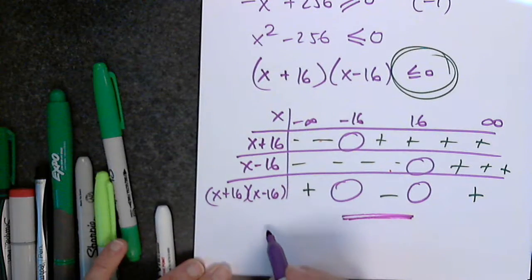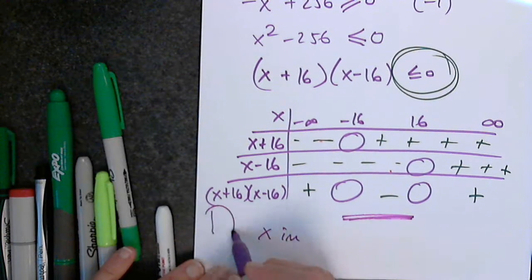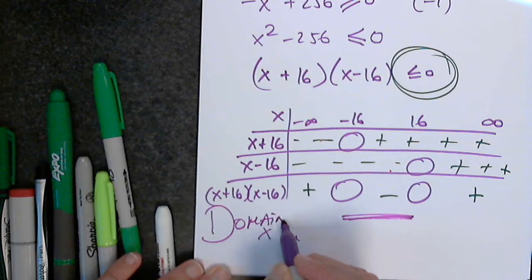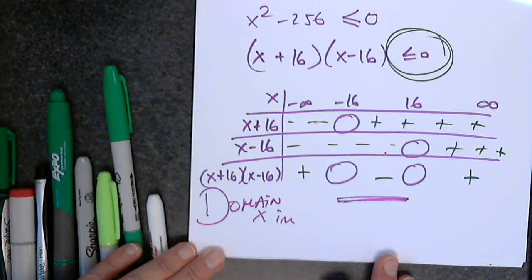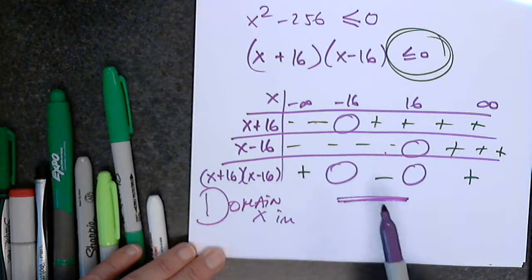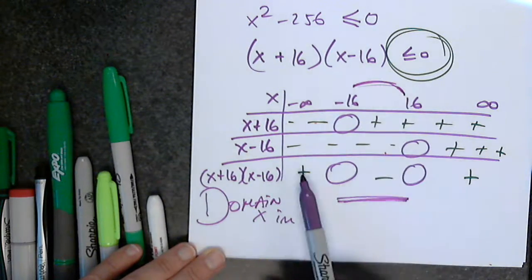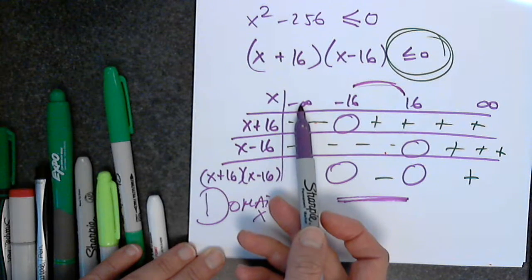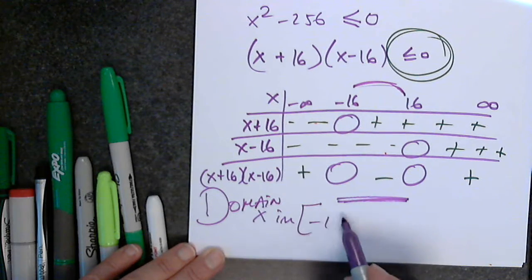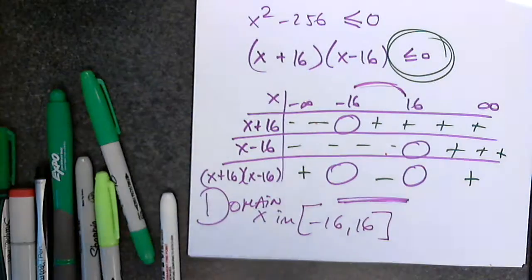Yes. So the solution will be x, the domain. This is the domain, actually. X is in what interval, please? Between negative infinity and 16. So parentheses, negative 16. It's right here. I cannot choose this because it's positive. That's where it's screwed up. Okay. So it's a bracket, negative 16 to 16.